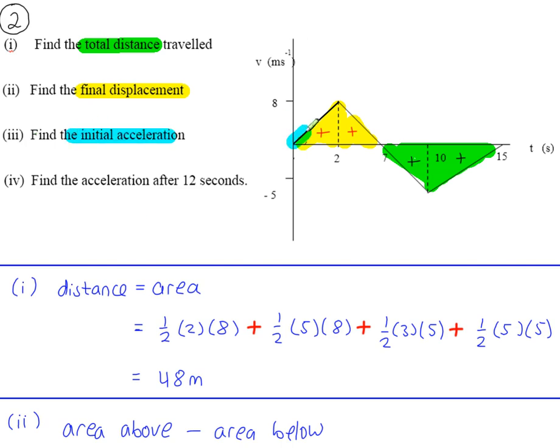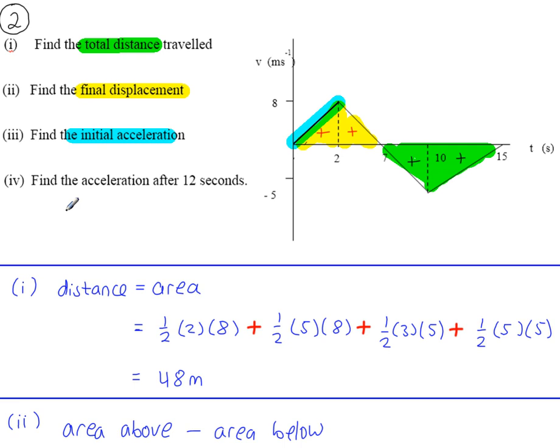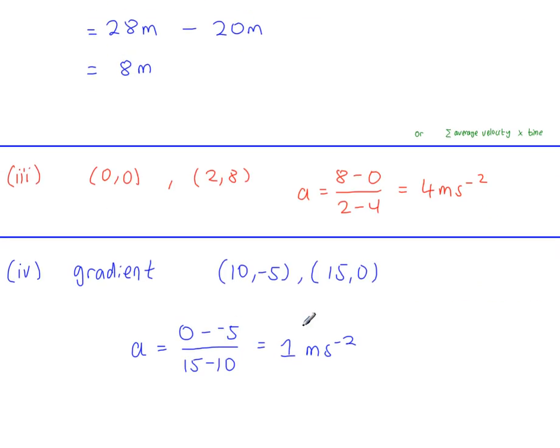The initial acceleration, the acceleration here, the gradient of the graph here, is 4 meters per second squared. We just need some coordinates. Change in y divided by the change in x gives the gradient, which is the acceleration. And the acceleration after 12 seconds, so that's 10, and we have 15 seconds here. So after 12 seconds, it's just the gradient there, which is the gradient of this line. 1 meter per second squared.